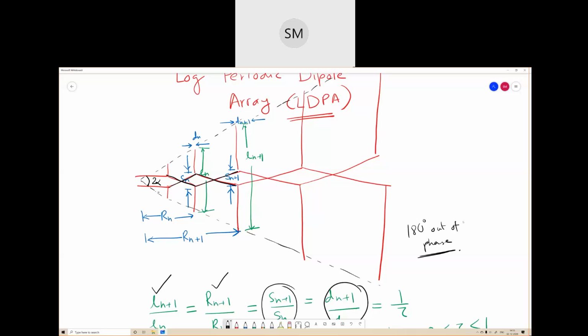Can you guess why? Why is this antenna more broadband than the other antennas we have seen? Dipole antennas, folded dipole, loop, Yagi. These antennas we have discussed. So why should this structure be more broadband than any of those structures? What do you think?